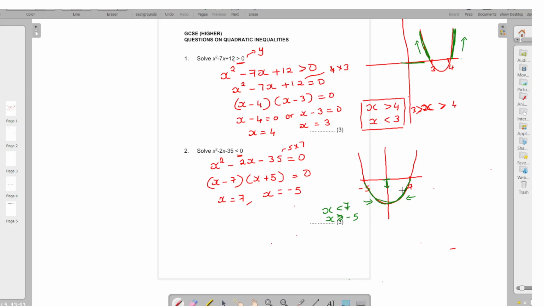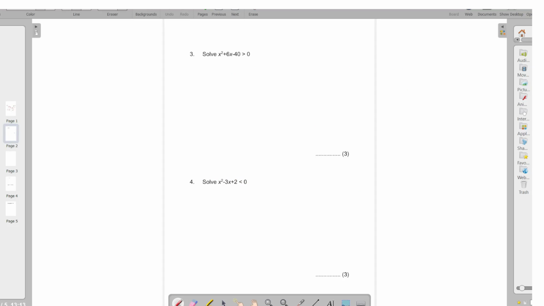Question 3. x squared plus 6x minus 40 is greater than 0. So again, x squared plus 6x minus 40 is equal to 0. We can factorize it. That is 10 and 4. So we could write (x plus 10) times (x minus 4) is equal to 0, which means x is minus 10 or x is 4.